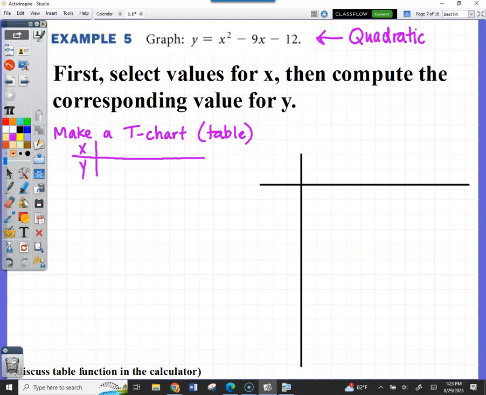Was it 0, I think? Was it negative 12? 1 was negative 20. And I am not going to worry about the rest, so I'm just going to put... You get the idea.